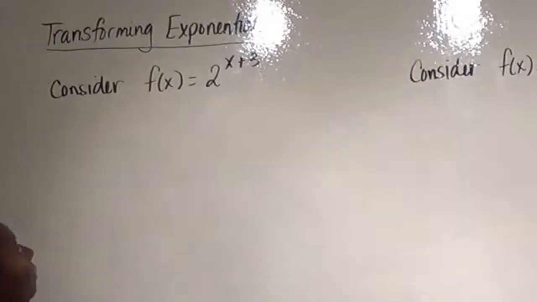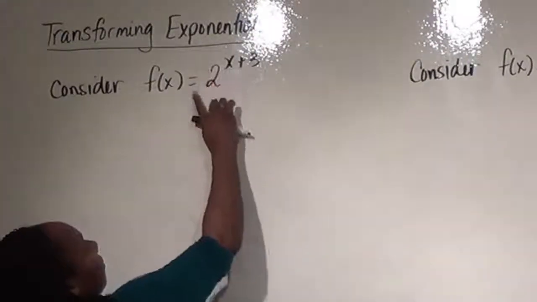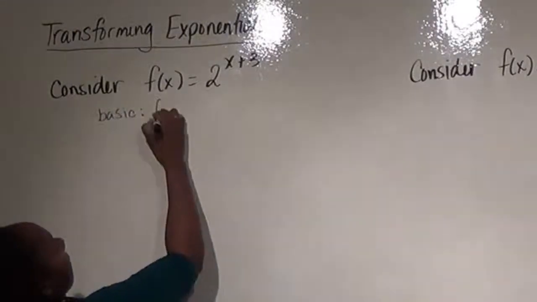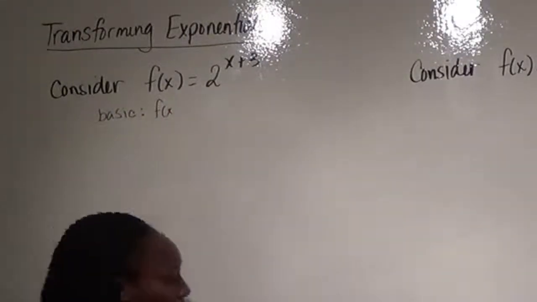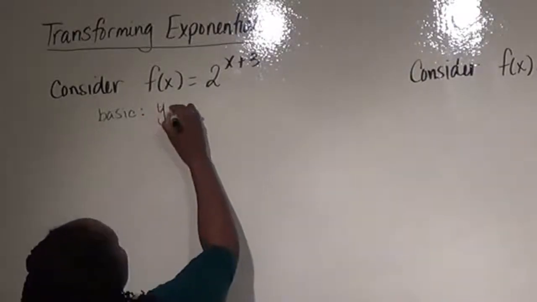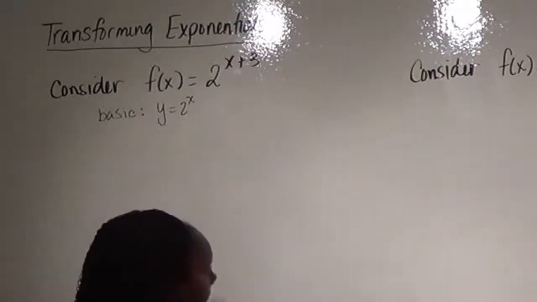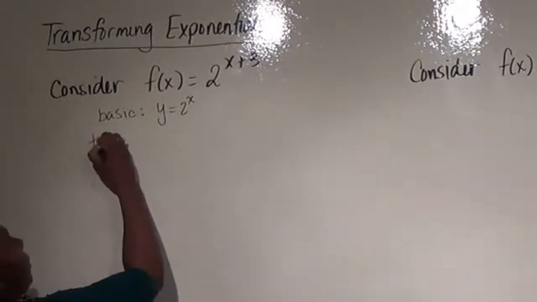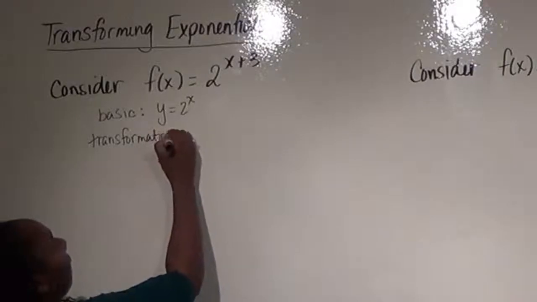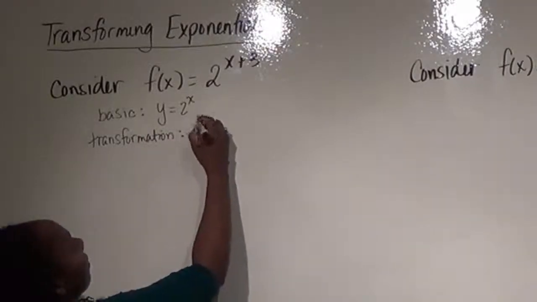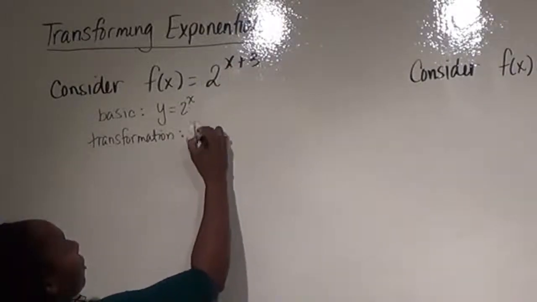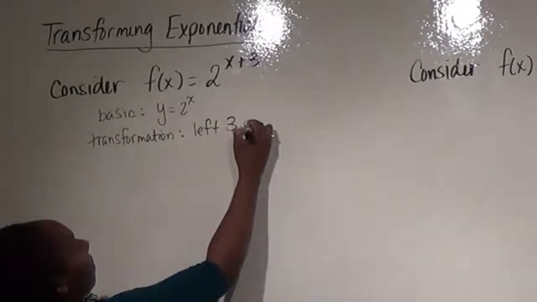Okay? So here we can see my basic function is f of x, or I'll just call it y equals 2 to the x. And so our transformation here is just the plus 3 in terms of the x, which is going to shift it left 3 units.